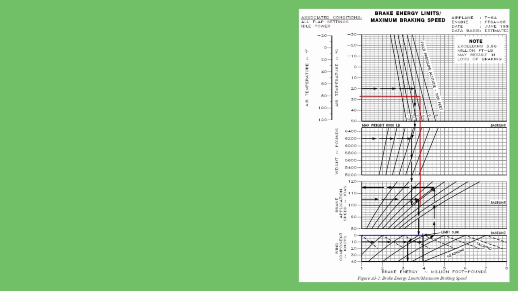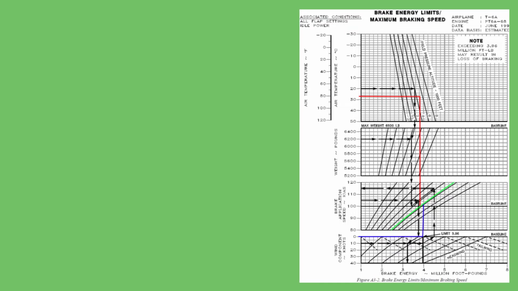Now we need a second line starting from bottom left, 0 knots wind component. Trace that right to 3.96 million foot-pounds, and then straight up to the brake application baseline. That blue line continues upward until it is at the same point on the curve as the first line traced in red. Now a line is drawn on the brake application grid that connects these two lines.